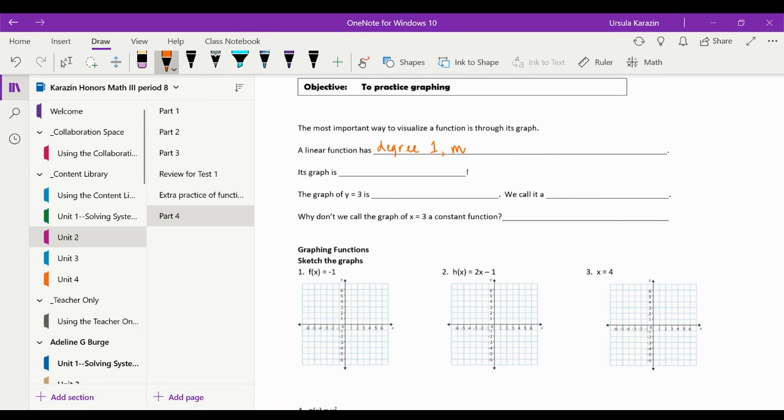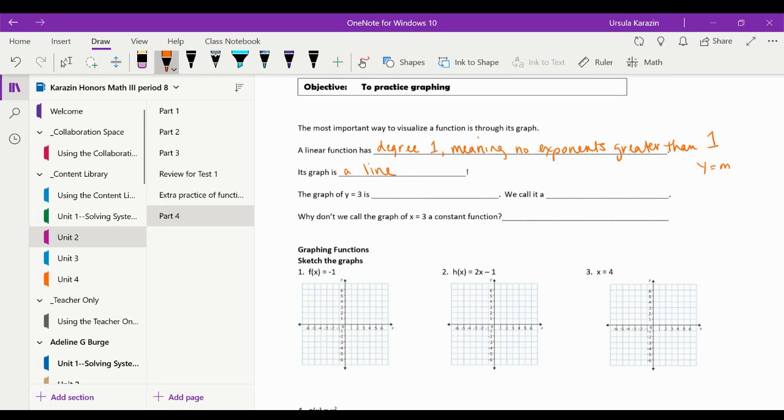Which means no exponents greater than 1. And its graph is a line. That's why it's called a linear function. We don't have to say a straight line. All lines are straight. So it is a line because it's a linear function. And it's a linear function because its degree is 1.